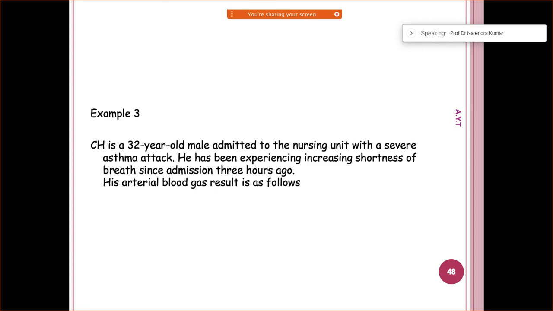and the patient has been experiencing increasing shortness of breath since admission, which was 3 hours ago.